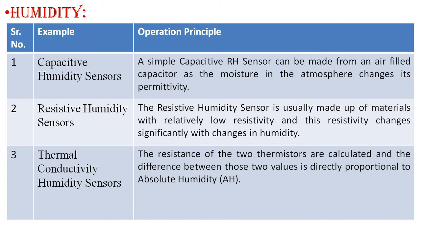Next one is the thermal conductivity humidity sensor. The resistance of the thermistor is calculated, and the difference between the two values is directly proportional to the absolute humidity. So there we have to use two negative temperature coefficient thermistors. When they are kept in an atmosphere, you will get two resistances. So that is the difference between the two resistances.